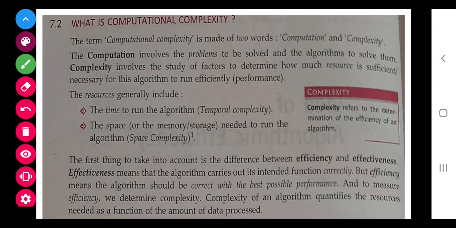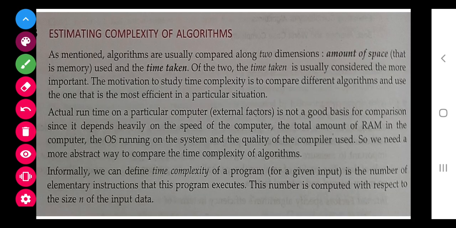But effectiveness is whether the algorithm, the program, the things that we are using are functioning correctly or not. So that is the effectiveness: how much effective a particular thing is, how correctly it is functioning. Intended function means what we are using, and efficiency is the output we are getting out of the given input.